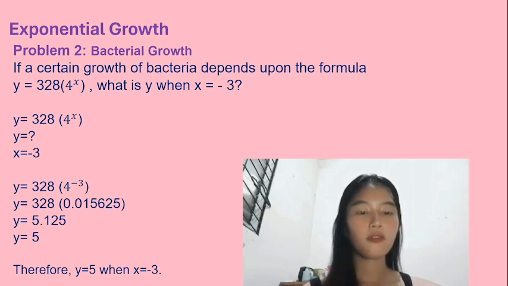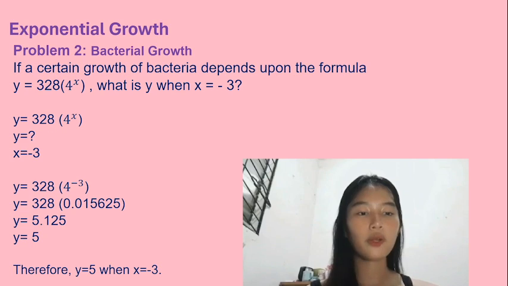Second, evaluate the exponent. Calculate 4 raised to 3, which equals 4 times 4 times 4 equals 64. So 4 raised to negative 3 equals 1 over 64. Now, divide 1 over 64. If we divide 1 over 64, the answer is 0.015625.